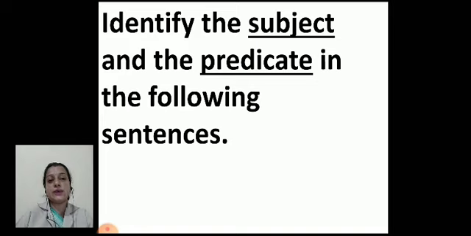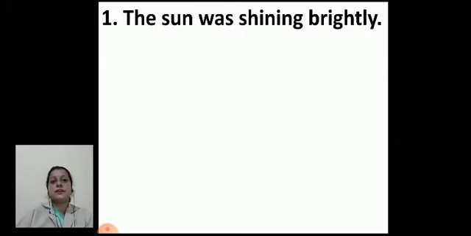Now we have to do one small exercise. Identify the subject and predicate in the following sentences. Hope you all understood the concept of subject and predicate. Now it's time to do one small exercise. So open your notebook and take a pencil or pen in hand. Start doing this practice along with me. Let's do it. The first sentence is, the sun was shining brightly.